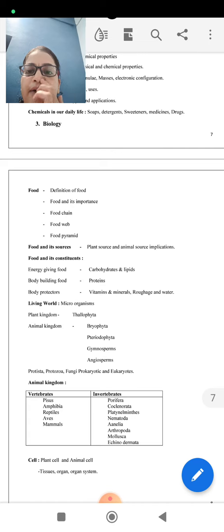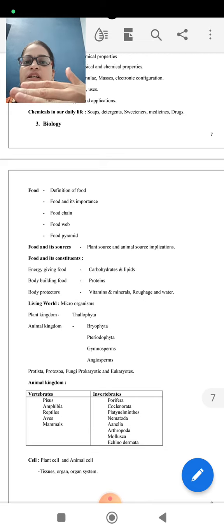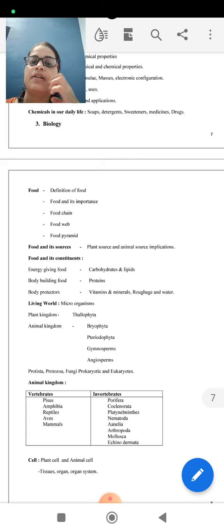In this topic, we have the definition of food. What is food? What is the importance of food in our life? And next, we have the food chain. Food chain means, for example, grass. First grass, then the grasshopper will eat the grass. Next the grasshopper will be eaten by the frog. Frog is eaten by the snake. This is the food chain. This we have to learn in this food chain topic. Next, food web. Next, food pyramid.